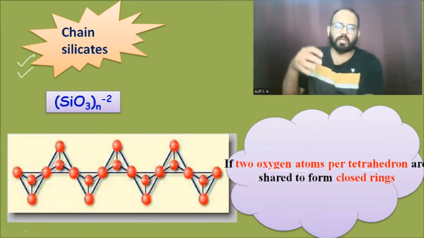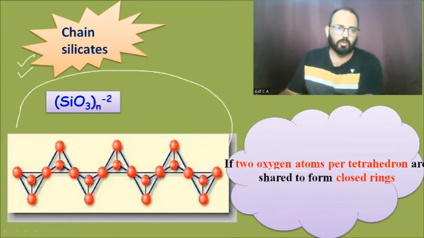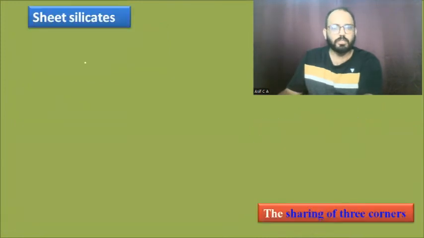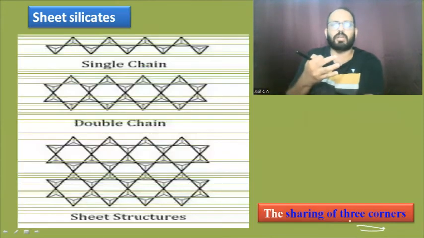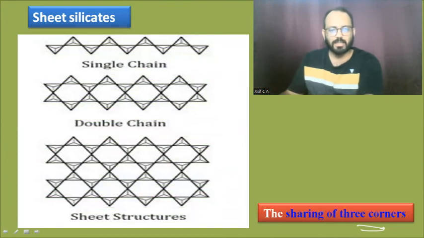Closed ring ஃபார்ம் பண்ற மாதிரி அப்படின்னா சைக்கிளிக்னு சொல்லிக்கலாம் இல்லைங்களா? Two oxygen atoms are joined. இது ஒரு டெட்ராஹைட்ரனோட ரெண்டு ஆக்சிஜனும் ஷேர் பண்ணிருக்குல்ல, இப்படி ஷேர் பண்ணிட்டேன்னா நமக்கு ஒரு சைக்கிளிக் ரிங் கிடைக்கும் obviously. So two oxygen atoms are shared, நம்ம இதை chain silicate னு சொல்லுவோம். That's it. Sheet silicateனா நம்ம மூணு கார்னர் மூணு ஆக்சிஜன் ஆட்டத்தை ஷேர் பண்ணிட்டேன்னா அதை என்ன சொல்லுவேன்? Yes, sheet silicate னு சொல்லுவோம்.